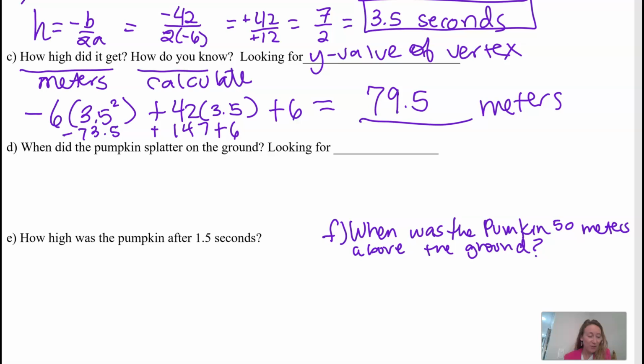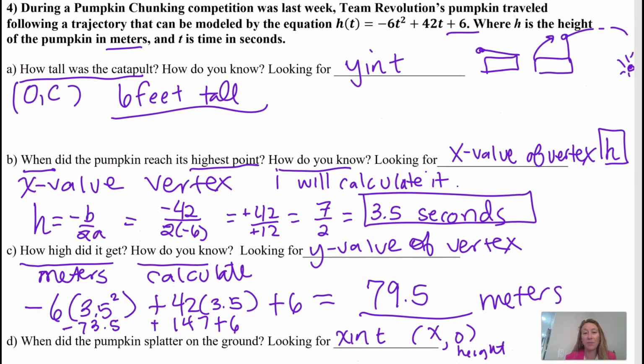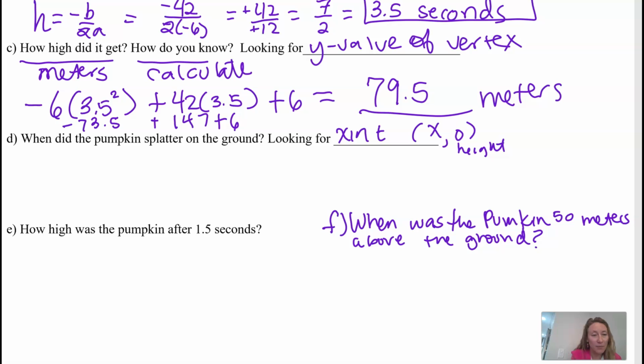And let's keep going. So you can see I've added in an F. We're going to do that too. So D, when did the pumpkin splatter on the ground? Well, here I'm looking for the x-intercept because that's going to be on the ground, which means it's a height of 0. And so I'm going to need to use either the quadratic formula or factoring. Negative 6, let me write this down again. Negative 6t squared plus 42t plus 6 is equal to 0. So I'm plugging in 0 as the y value.